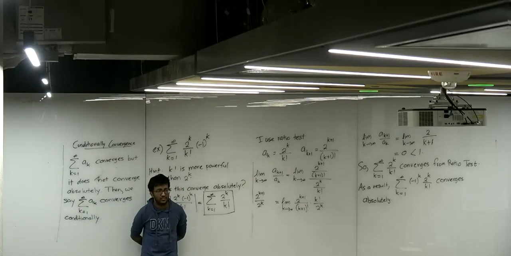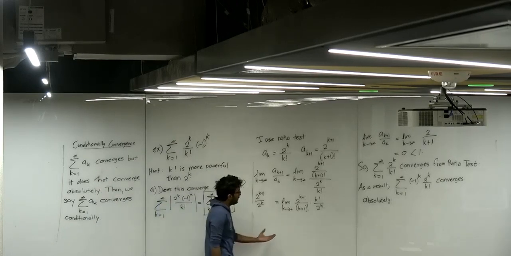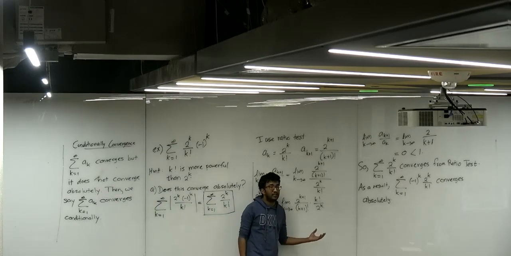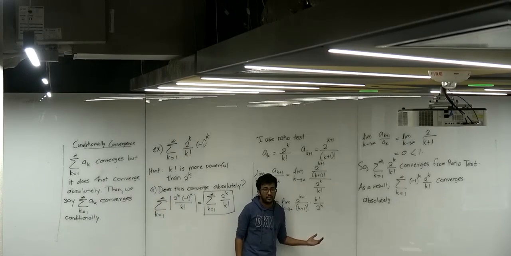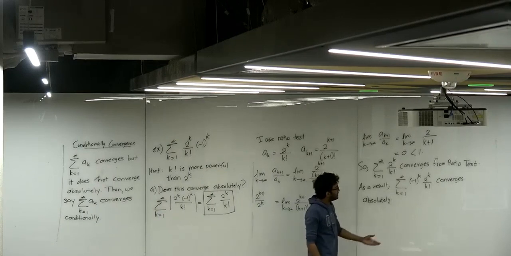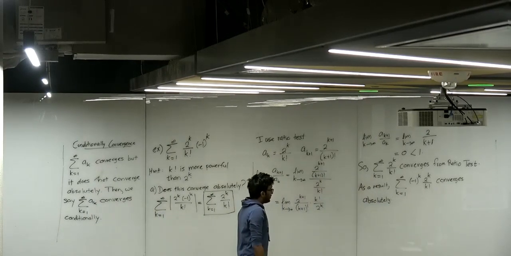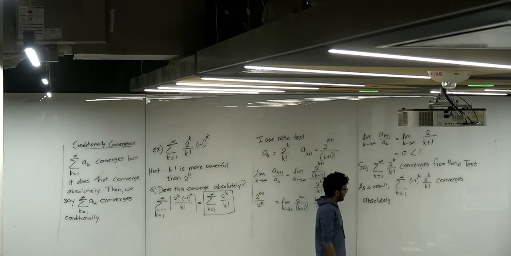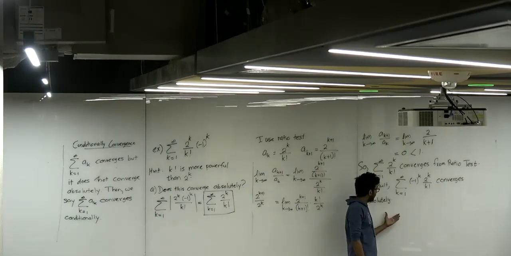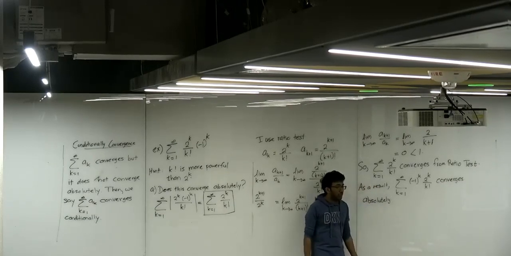Is that clear? Now, did you see the difference between absolute convergence and conditional convergence? If a series is absolutely convergent, then it is a powerful thing, right? Then we can directly say that this series converges. Now the problem is if the convergence is not absolute, then we have to use the alternating series test.